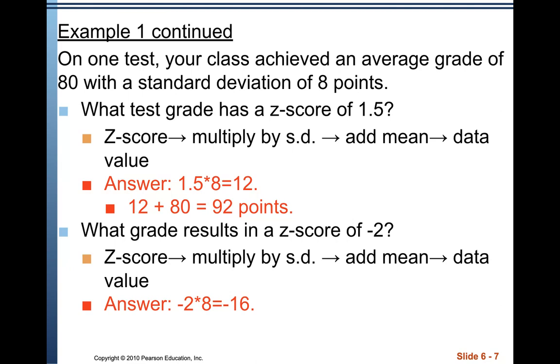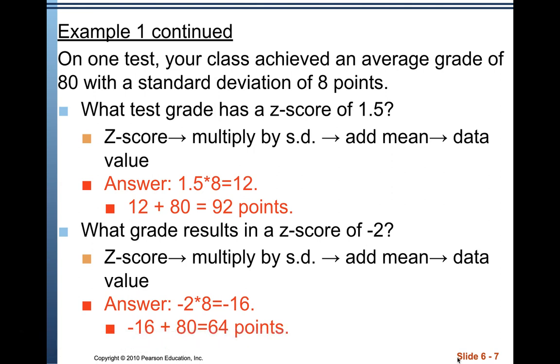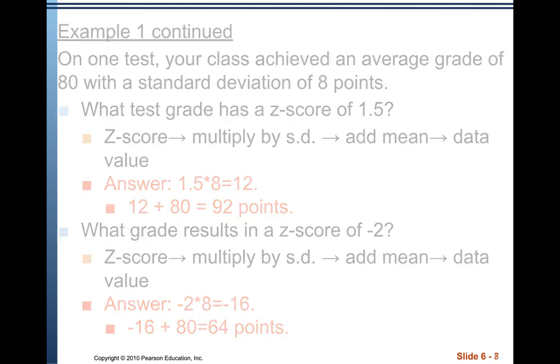In this case, -2 times 8 is -16. That's -2 times the standard deviation. Then I'm going to add the mean. So -16 plus 80 is 64. That means if you got a 64 on that test, your z-score would be -2. And we would expect that z-score to be negative because 64 is below average. So that's an example of how we calculate z-scores and how we go backwards. You'll see several examples of this on your Math Excel assignment.